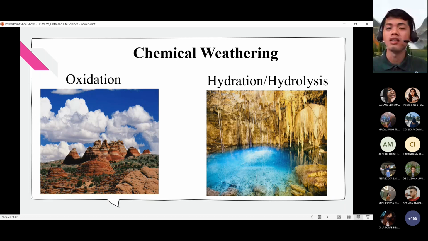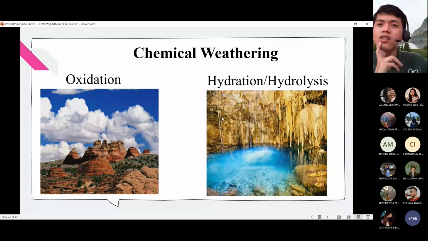We have chemical weathering. Oxidation is an example. Whenever iron is exposed to oxygen and water, of course, the product of that reaction is rust. Kalawang. So the object that has rusted can become brittle. Now, that's oxidation. Hydration or hydrolysis: the chemical composition of the rocks in this area can change because of water. That's chemical weathering.